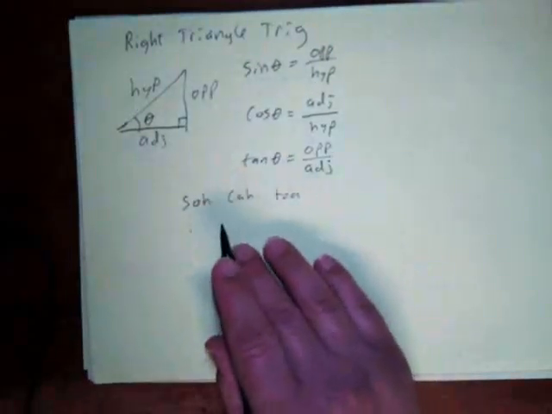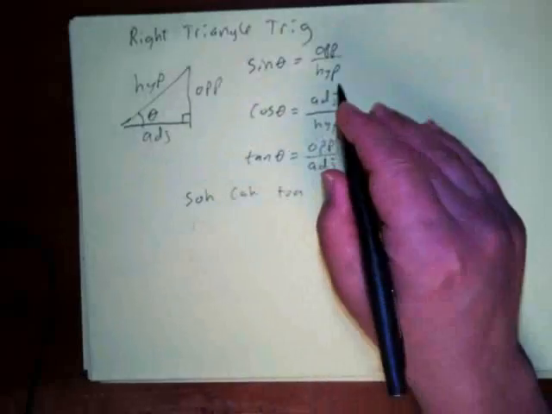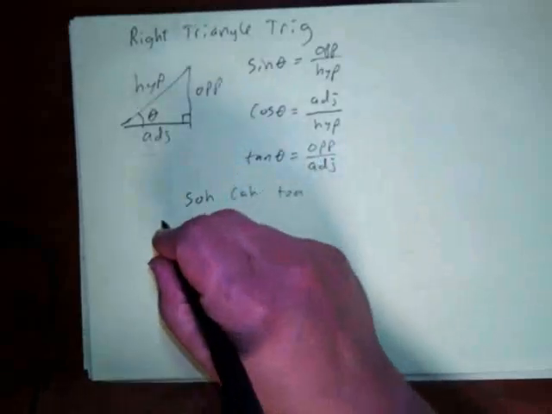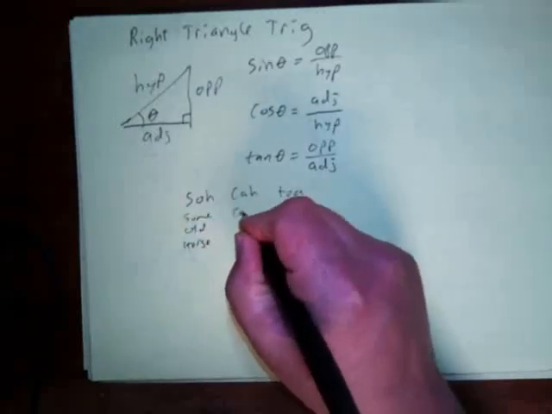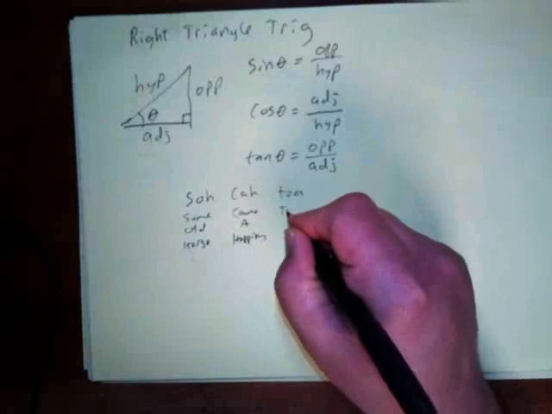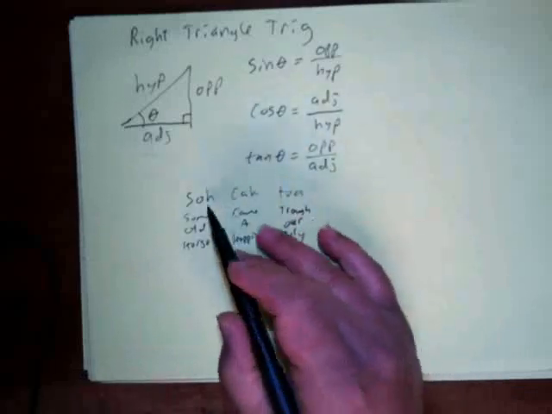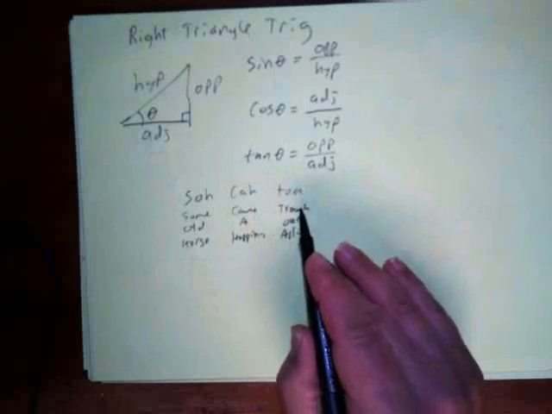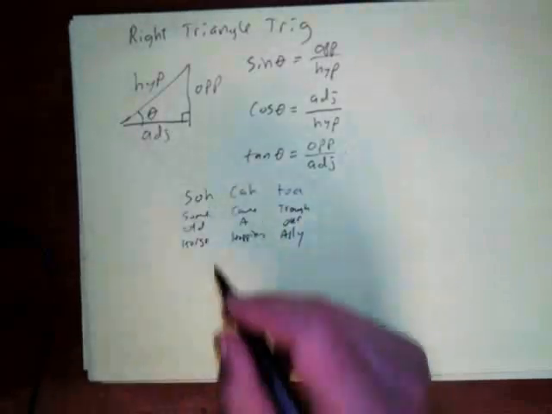Now I struggled with this. I couldn't remember how to spell it, and I'd mix it up. So SOHCAHTOA wasn't very helpful to me, but what I learned was "Some Old Horse Came A Hopping Through Our Alley." So sine is opposite over hypotenuse, cosine is adjacent over hypotenuse, tangent is opposite over adjacent. Some old horse came hopping through our alley. That's how I memorized it.